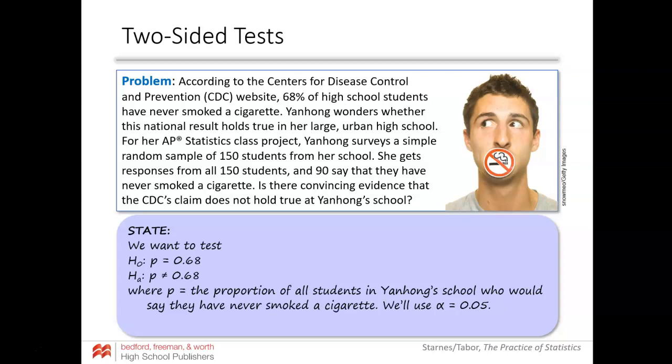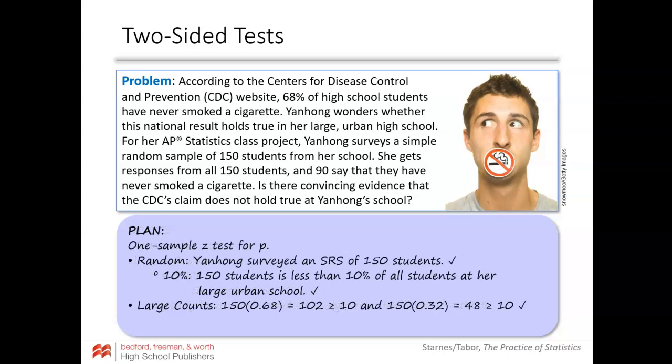Now, if you're thinking about the ramifications of this, because she's going to have to double the area of her tails, it's going to be harder to reject the null hypothesis because her p-value is going to be double what the one-sided test would be. But sometimes it calls for a two-sided test like this, so it just is what it is. Now, she did state the p is the proportion of all students in Yan Hong's school who would say that they never smoked a cigarette and will use a significance level of 5%.